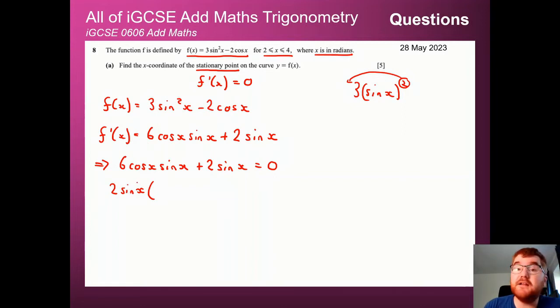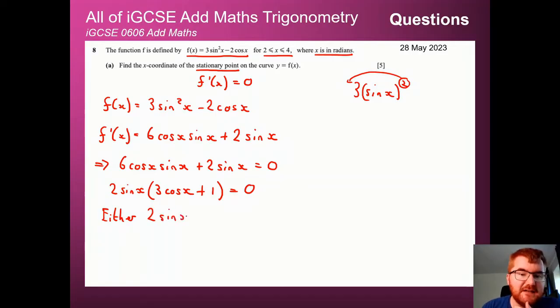So what do I multiply 2 sine x by to get 6 cos x sine x? Well, a 3 and a cos x. What do I multiply 2 sine x by to get 2 sine x? Well, just 1. And now we've got an equation that we can solve, because if two things multiply to give you 0, one of them has to be 0. So either, and we'll start with one at a time here, 2 sine x is equal to 0. Therefore, sine x must be 0.